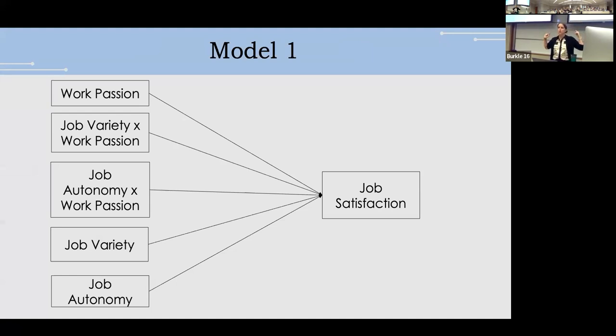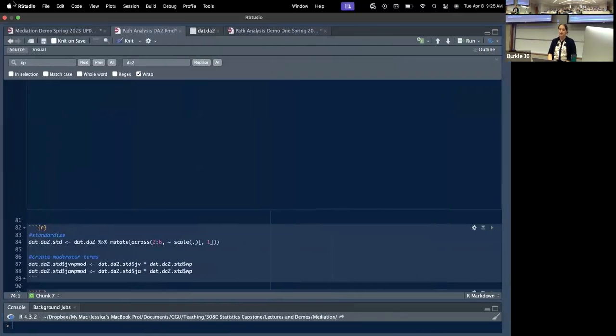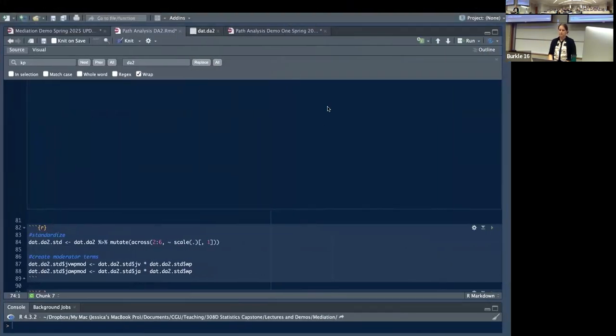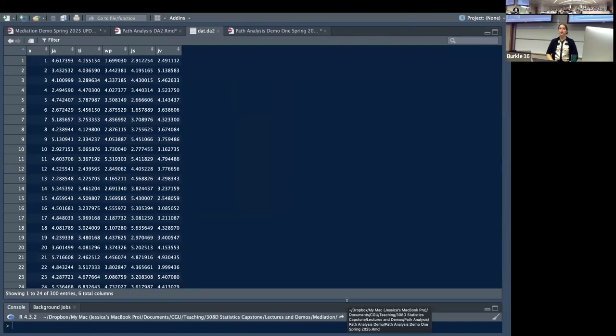So that means we have to do what before we can run this? We're missing something in our data. Centering predictors. We don't have job variety times work passion in our data set. Look at our data set. We just have our predictors and our outcome, right? So we need to create our moderators. What do we usually do before we create moderators in moderation?